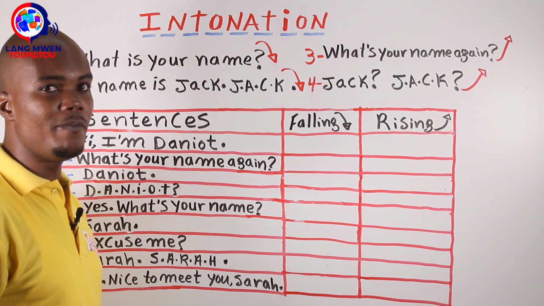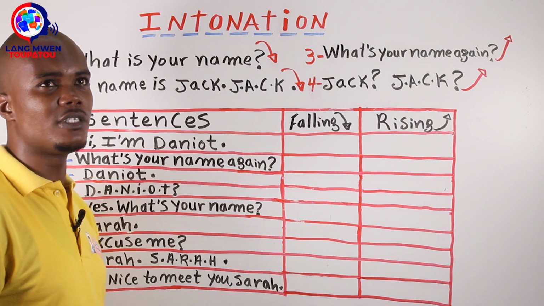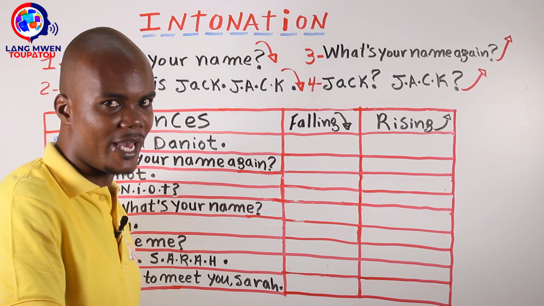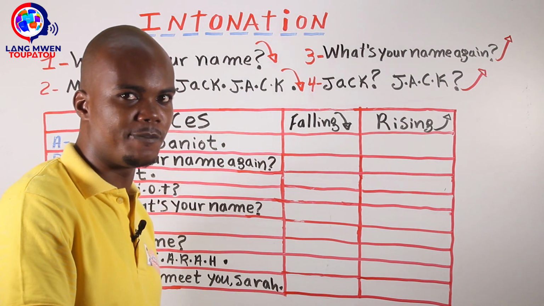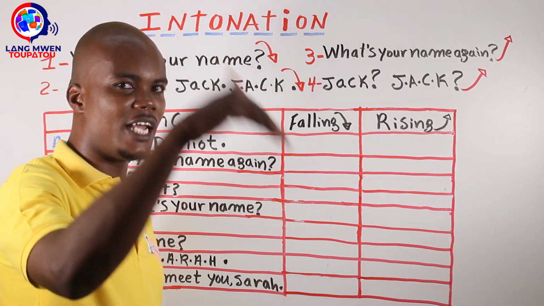What is your name is a falling intonation. Why? I don't say, what is your name? I say, what is your name? Okay, you see the falling intonation. It's not, what is your name? It's, what is your name?